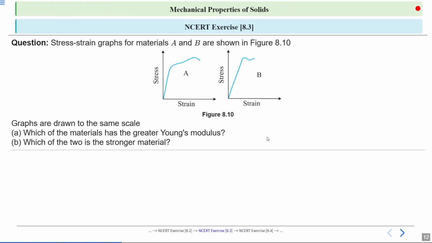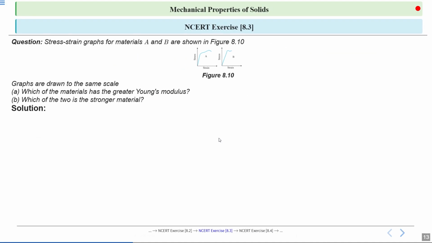Alright. So next one, stress strain graphs for material A and B are shown in figure 8.10. Graphs are drawn to the same scale. We have stress strain graph A and stress strain graph B. A, which of the materials has the greater Young's modulus? B, which of the two is the stronger material? Alright, let's see the solution.